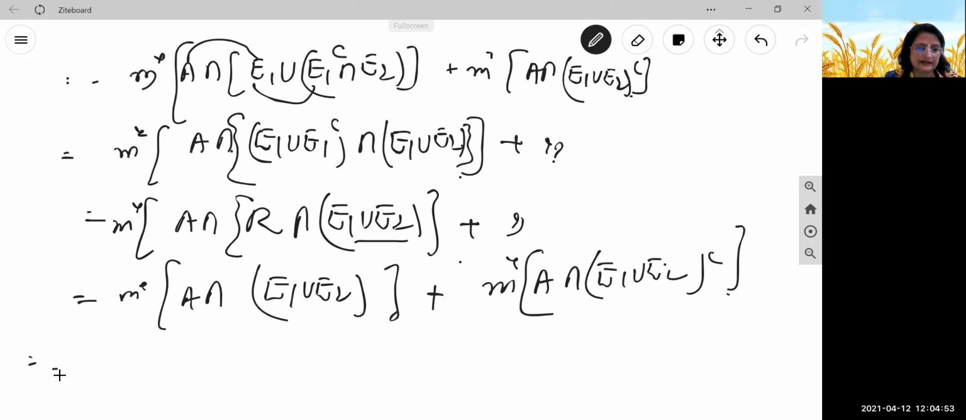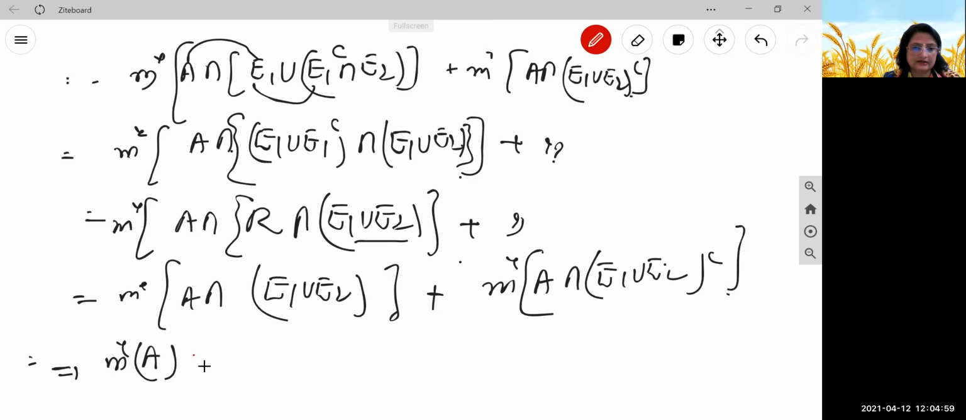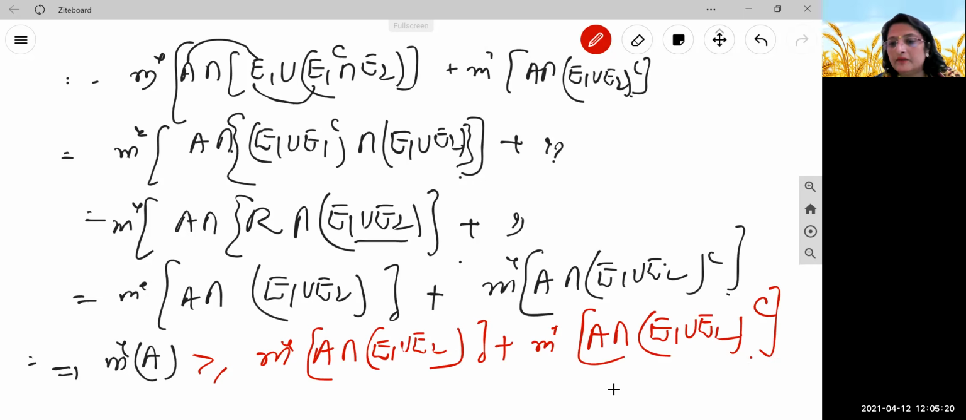So what was going on: it implies m star A is greater than or equal to m star A intersection E1 union E2 plus m star A intersection E1 union E2 complement. You can match with that, we have already done that, what to prove.